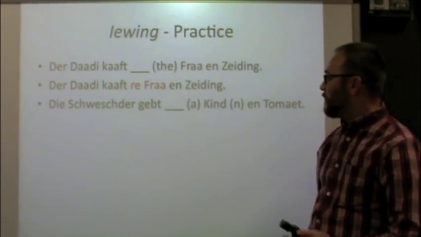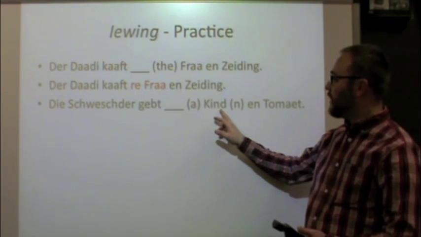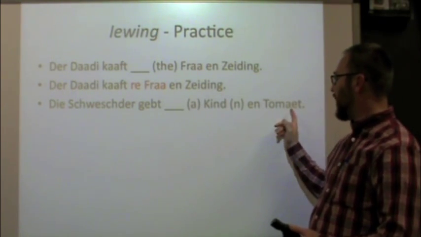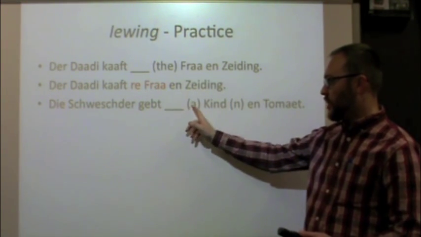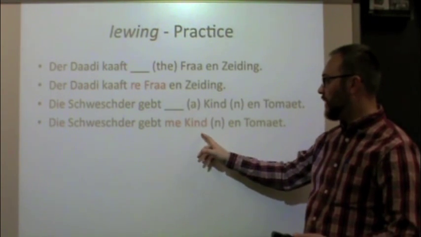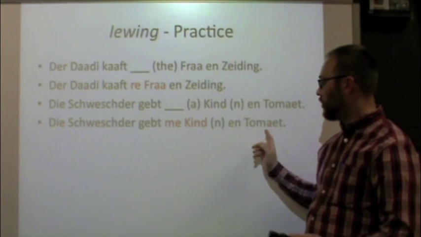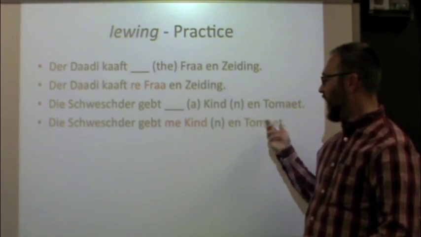Die Schwester gibt. Now here I want a form of a. Kind, which if you didn't know, child, is neuter. And tomet. So what is the dative form of neuter a? Check your notes. Die Schwester gibt mir Kind and tomet. The sister is giving the child a tomato.